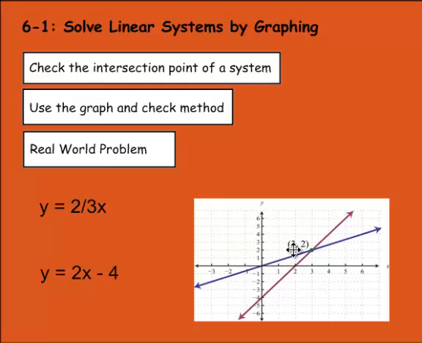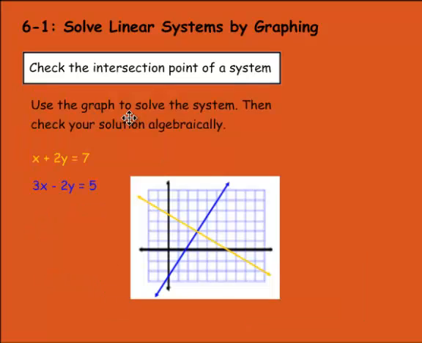So if we plugged in 3 and 2 for x and y, we would get correct answers for both of these equations. So for example, y, which is 2, equals 2/3 of 3, and that would be correct. Or y, which is 2, equals 2 times 3 minus 4, that also equals 2. So yeah, both of these equations would be correct by this intersection of the lines.